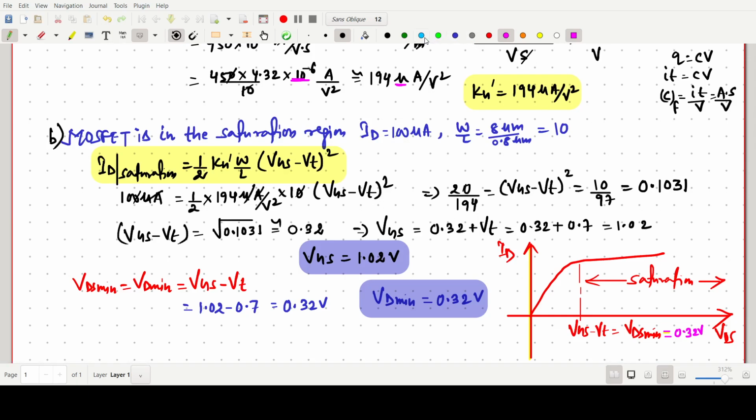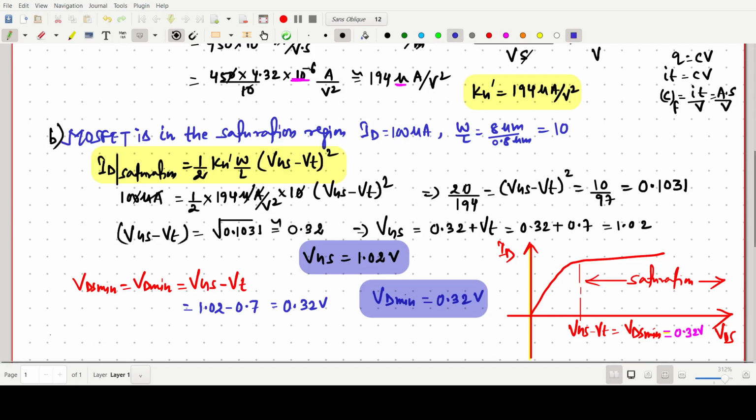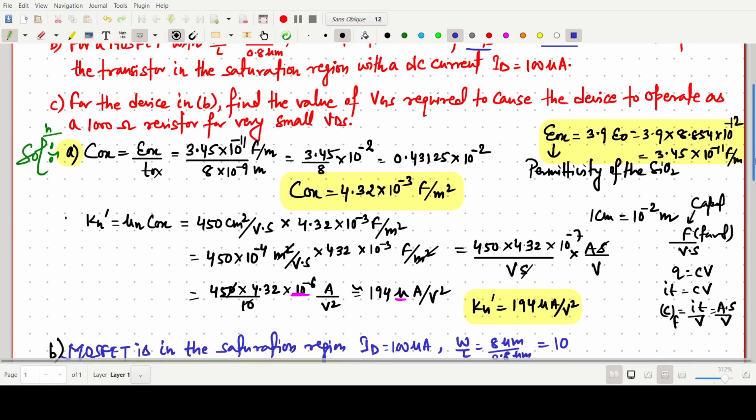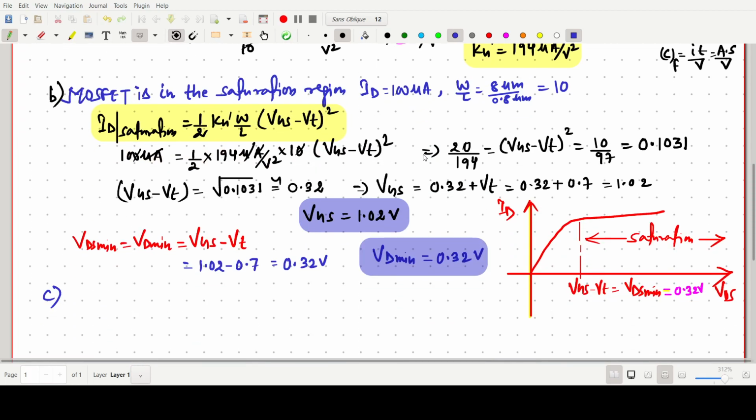Now we have to go for the part C. In part C, what we have to do: for the device in B, find the value of VGS required to cause the device to operate as a 1 kilo ohm resistance for a small VDS. For the small VDS, this device is in the linear region.